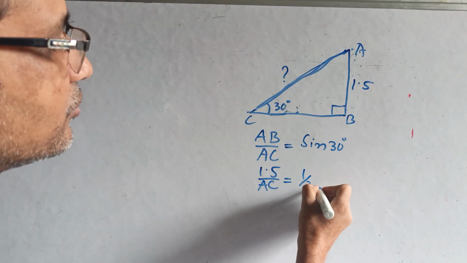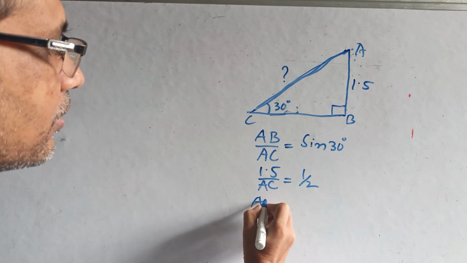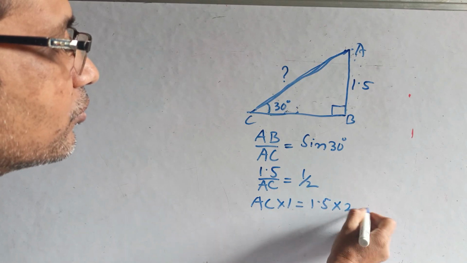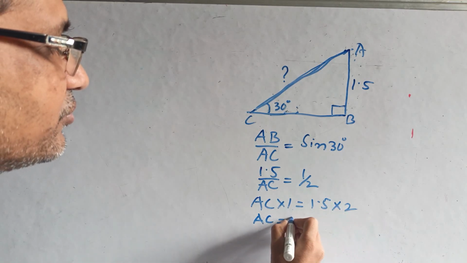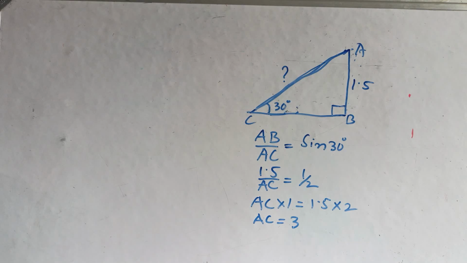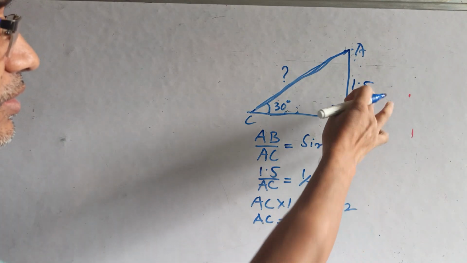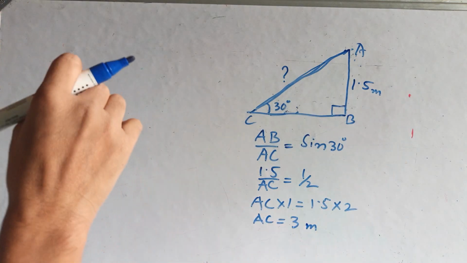So sine 30 is 1 by 2. So you multiply AC into 1, and 1.5 into 2, cross multiplication. So AC is 1.5 into 2, which is 3. Okay, so this is the first one. This is for a below 5-year kid. So your length of the slider is 3 meter. You have to write meter. If they put a unit here, your answer also should hold this unit.